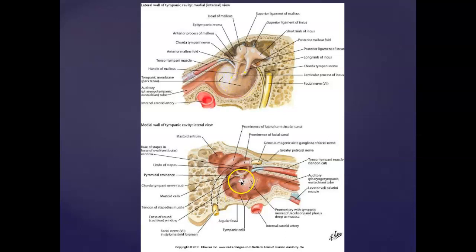And then here you're looking at it from the inside. So here you can see where the incus would be pushing against the stapes. Here's the stapes pushing into that oval window, pushing into the inner ear cavity. So we're looking from the outside looking in, and from the inside looking out. Hopefully you can get that view here.